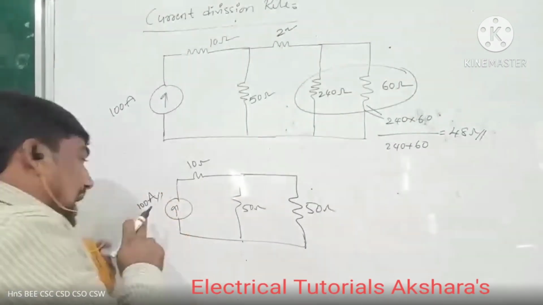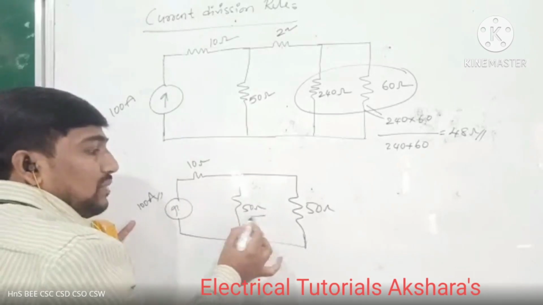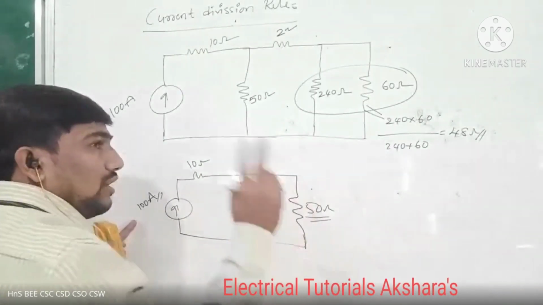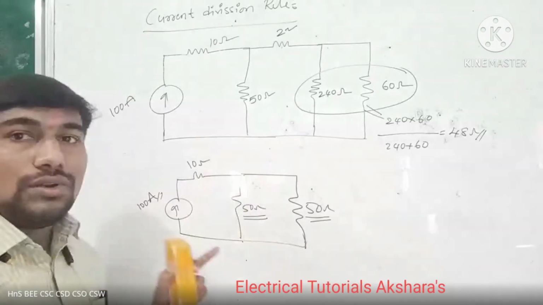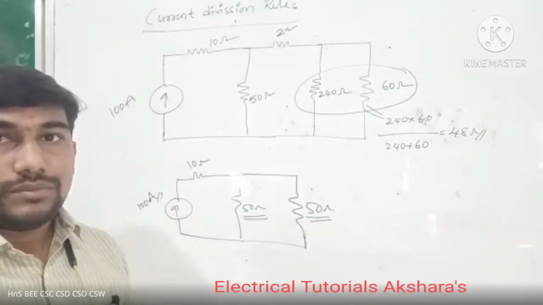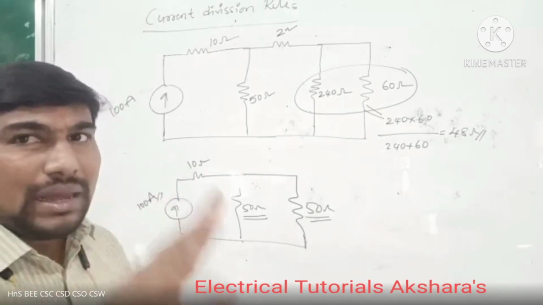Now this 100 amperes is divided between 50 ohms and 50 ohms. In total we have 2 resistors. Now you have to apply the current division rule across 50 ohms and 50 ohms. Is it clear to all of you? No need to find the parallel connection.